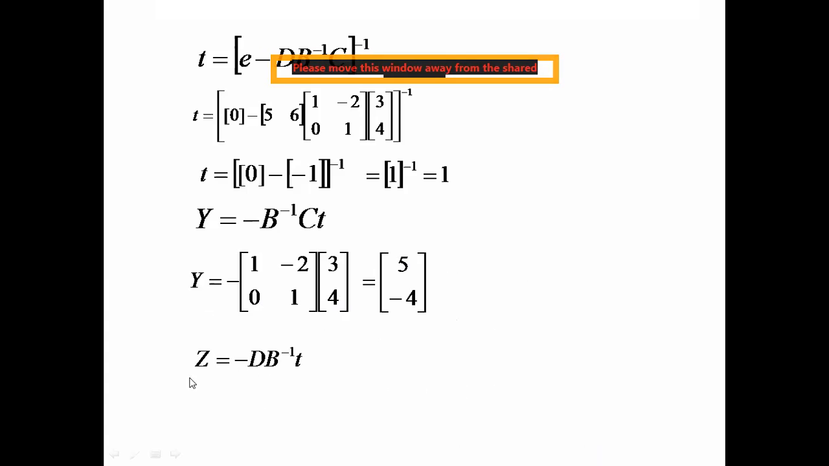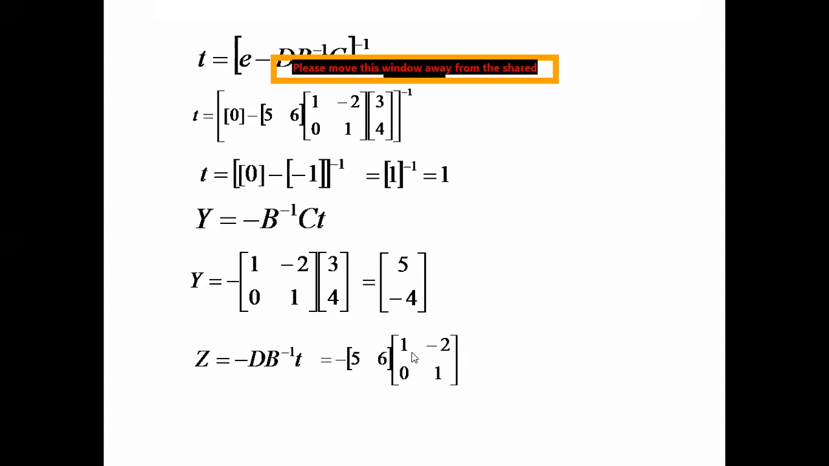How to get Z? The formula is Z equals minus D into inverse of B into T. T is 1 here. B inverse is the same matrix here. D is what? That is the row matrix of the partition method. Row means the 5, 6 elements you wrote. There is 5, 6. This is a row matrix. This is the inverse of B. T is 1. Multiply these two matrices.